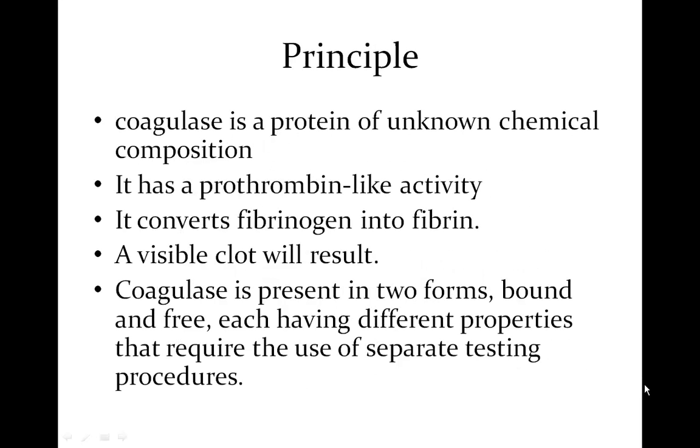What is the principle of this test? Coagulase is a protein of unknown chemical composition. It has a prothrombin-like activity. It converts fibrinogen to fibrin so that a visible clot will result. Coagulase is present in two forms. One is bound and another is free. Each has different properties that require use of separate testing procedures.